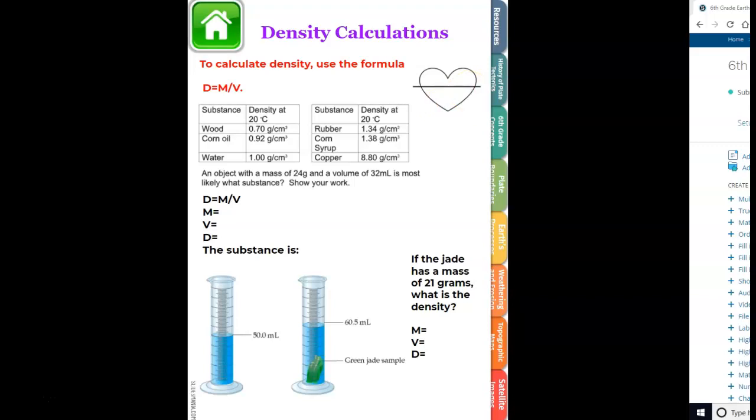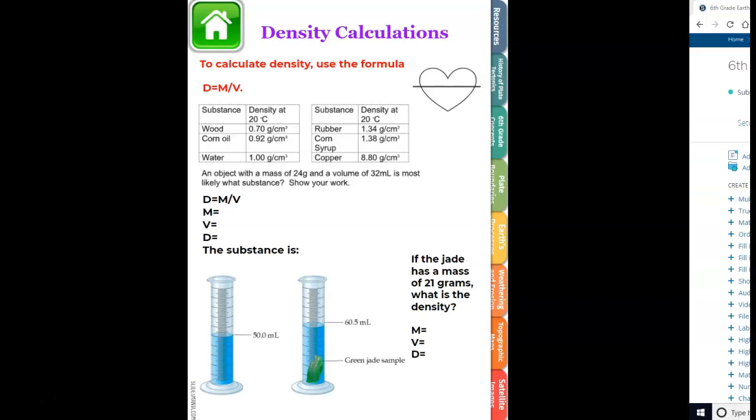You need to know mass and you need to know volume. Mass is usually in grams. Volume is usually in milliliters or cubic centimeters, depending upon if it's a solid substance or a liquid substance. So our unit for density is going to be two parts, like speed. You have to have a unit for mass and a unit for volume, so grams per milliliter or grams per cubic centimeter. It just depends.